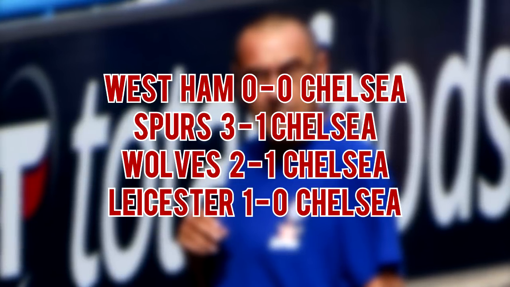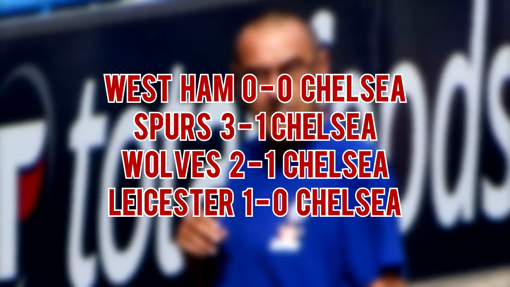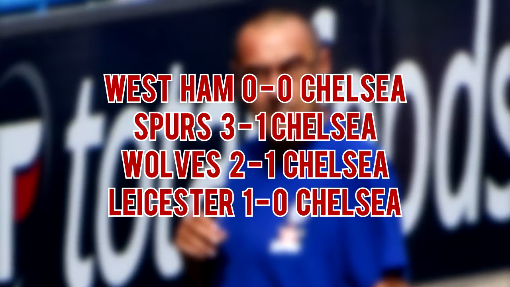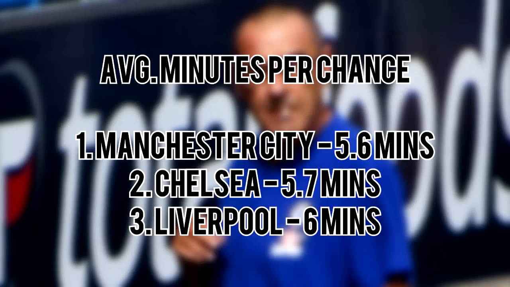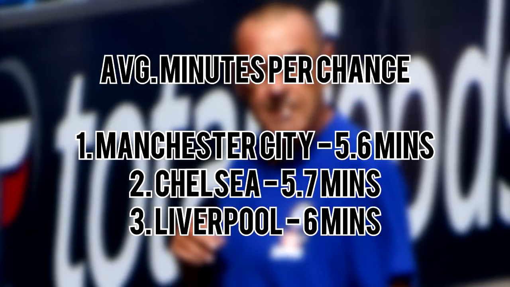The jury is on. One of Sarri's biggest problems is that despite their decent unbeaten run at the start of the season, Chelsea have struggled to really convert their chances. As of right now recording this, they're second in the Premier League, with the lowest minutes per chance of 5.7 minutes, behind Guardiola's Manchester City of 5.6 and just in front of Jurgen Klopp's Liverpool of 6 minutes.